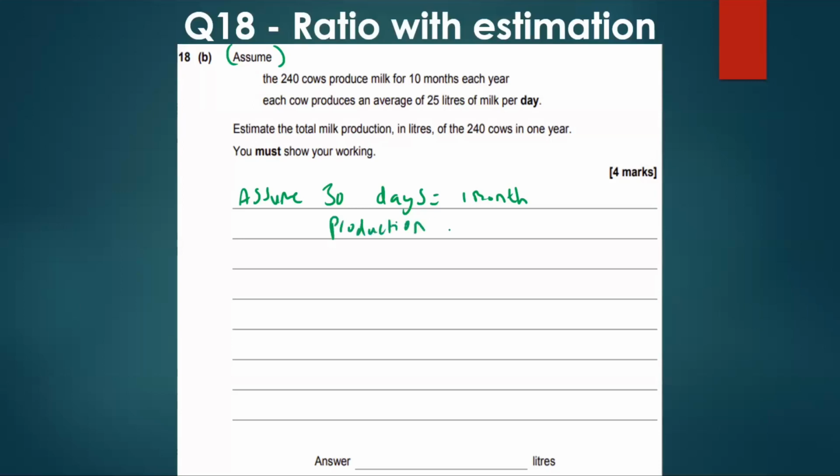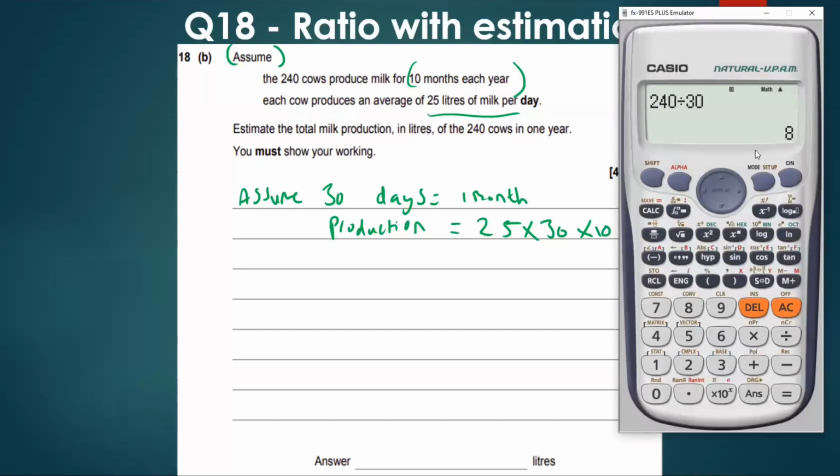that each cow produces an average of 25 litres of milk per day. So that's going to be 25 times 30 days in each month. And it also says that they do that for 10 months per year. So the 25 times 30 is the litres of milk per day times the number of days in 1 month, and then times 10 because they do 10 months. So in my calculator, 25 times 30 times 10 gives me an answer of 7,500.